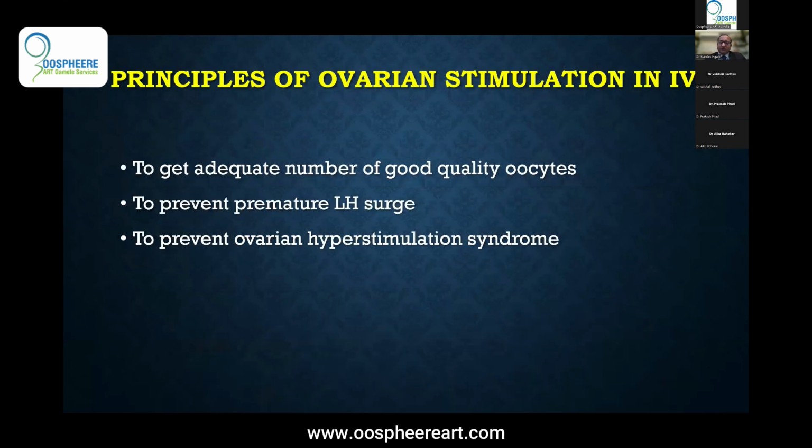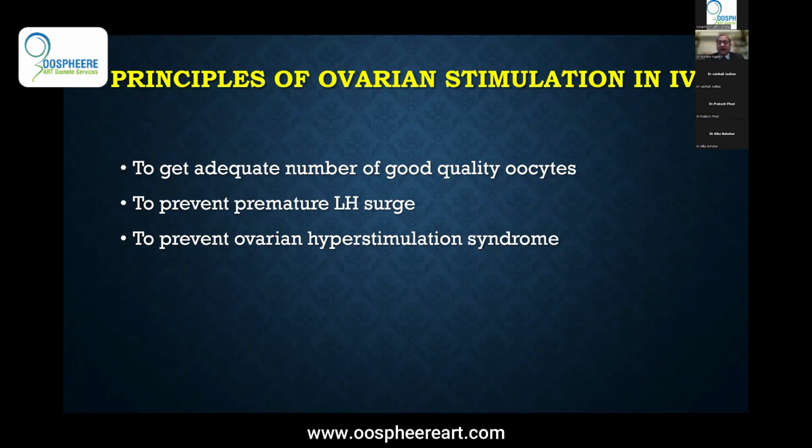Now, we have three principles. One is to get an adequate number of good quality oocytes, and of course this adequate number is 8 to 15. But nowadays, even if we get more than 15, we are more than happy, because it will allow us to have a higher cumulative live birth rate or cumulative clinical pregnancy rate.